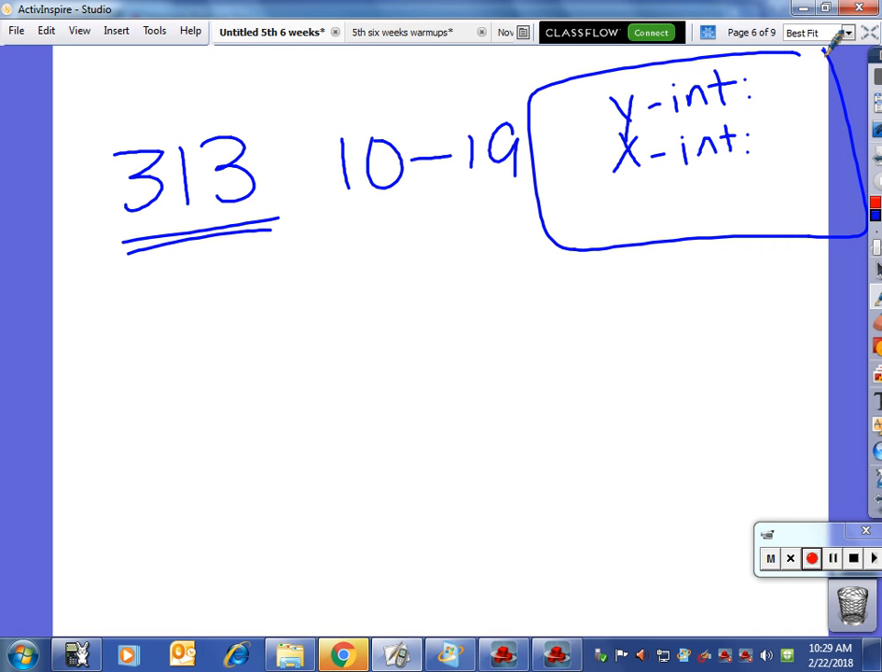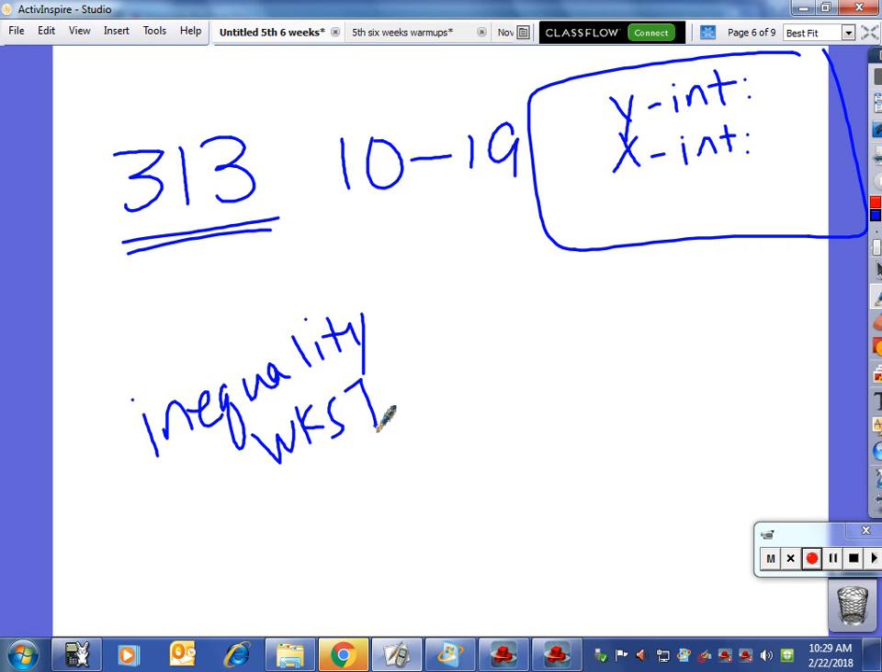The other thing you need to bring back to me is that inequality worksheet that you were given yesterday that we talked about briefly. That's also due tomorrow. Some of you have already done it. Just check over it.